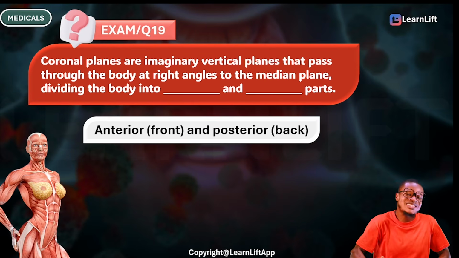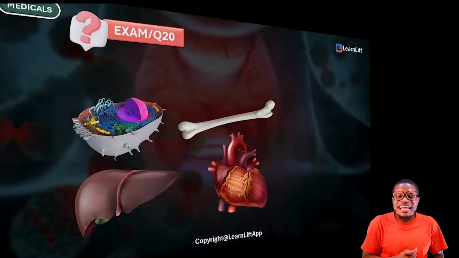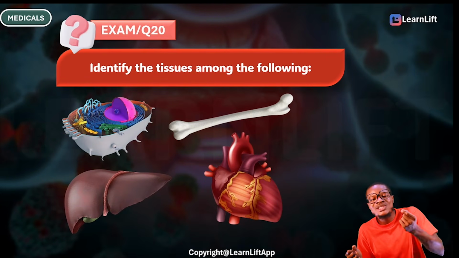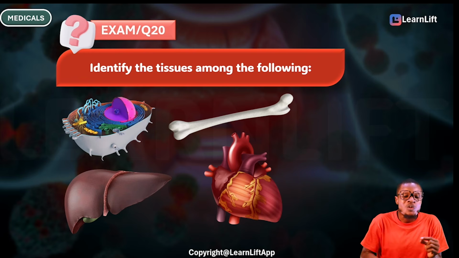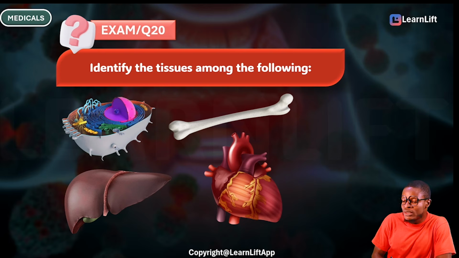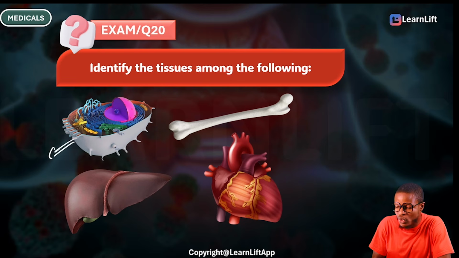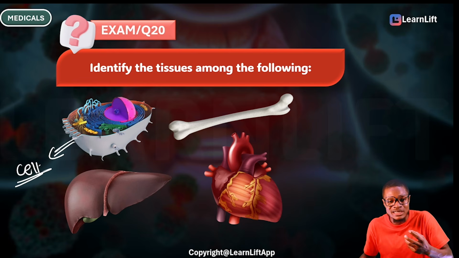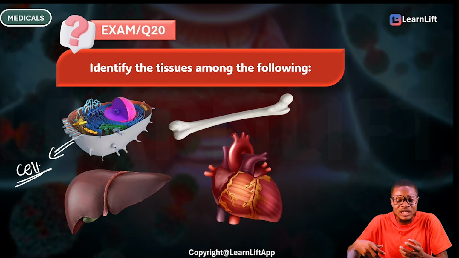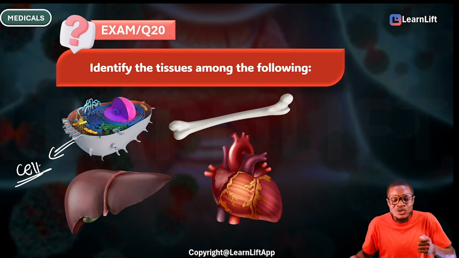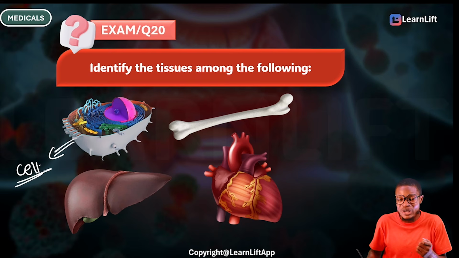Now let's look at the last question. Hooray, who is excited? Question number 20. Identify the tissues among the following. Which one is the tissue here? Okay, this first one we're given here, of course, this is your cell. Now, what's the aim for this type of question for your steeplechase? As you are running steeplechase and you are hearing all of this, you know exactly what to do. So this is your cell. It's at cellular level.